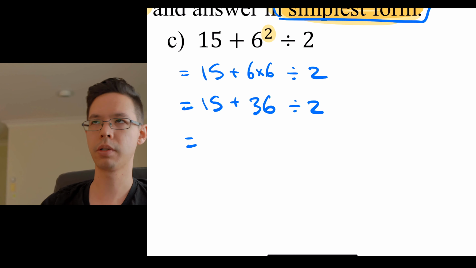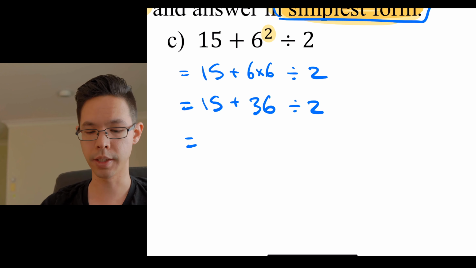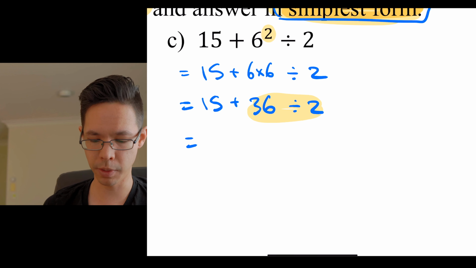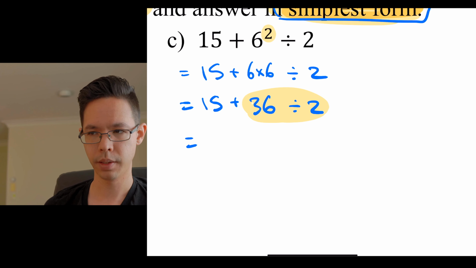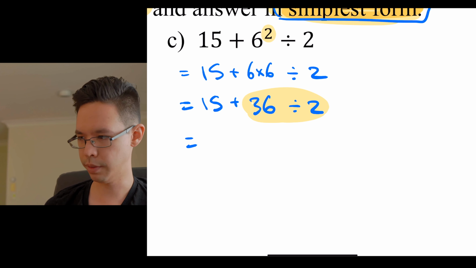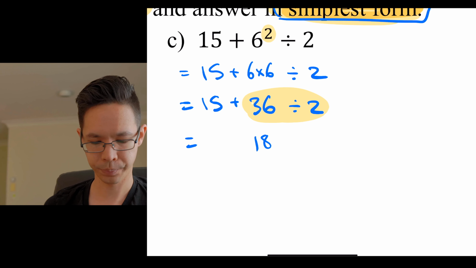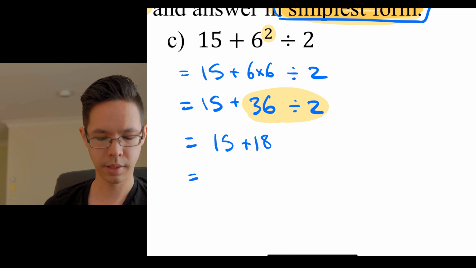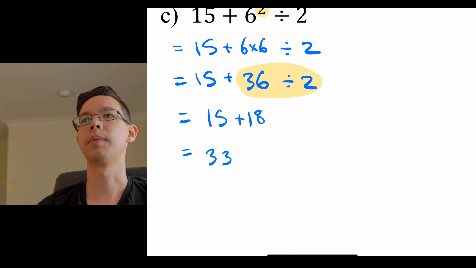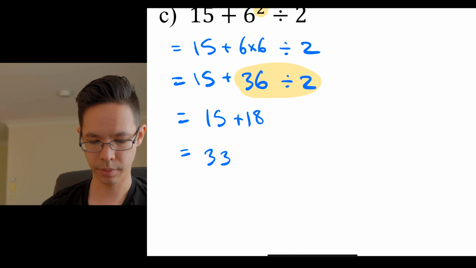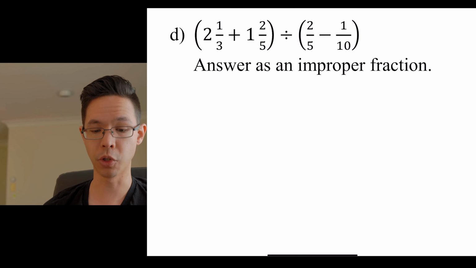Now, BODMAS in practice. Brackets, there are none. Order, there are none. Multiplication, there is none. Division, yes we do, so we must do this bit first. Positive 36 divided by positive 2 is going to be a positive answer. So basically halving that: 30 divided by 2 is 15, plus 3 is 18. 15 plus 18 gives me 33, I believe. Let me check my answer there. I'm going a bit quickly. Yes, 33. Moving on.